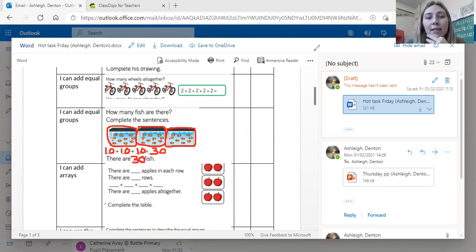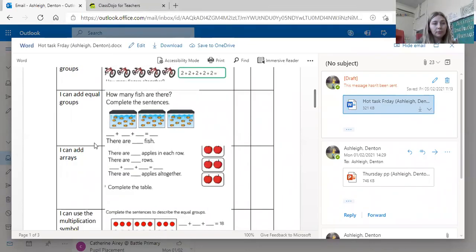Okay, well done. Right, let's have a look at this last question together, and then I'm going to let you have a go at the rest of the hot task by yourself. So this objective is I can add arrays. Now remember, an array is a group of objects. So let's have a look at this one together. There's a blank in our sentence that we have to fill in. There are blank apples in each row. Now remember, our row is this here.